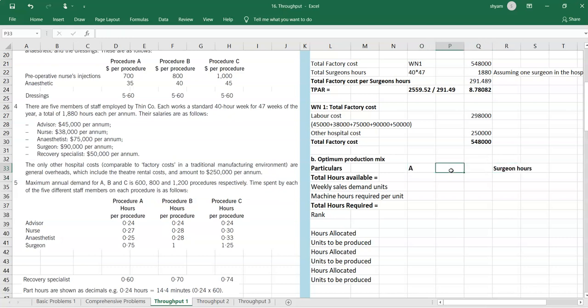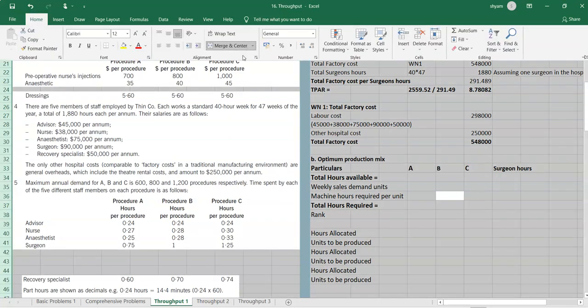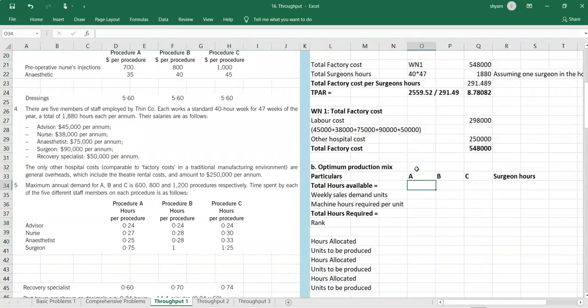So there are three procedures: A, B, and C. First we'll find out what is the total hours available. The total hours available is quite easy. This is the surgeon hours that's available. So the answer should be 1880. This is the total hours available.